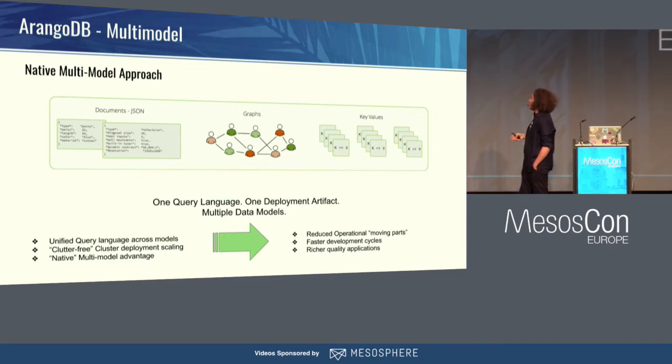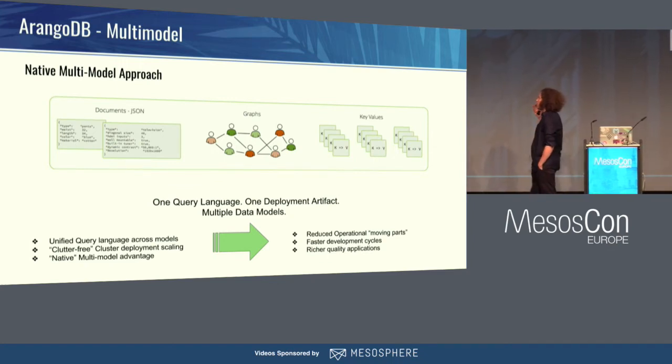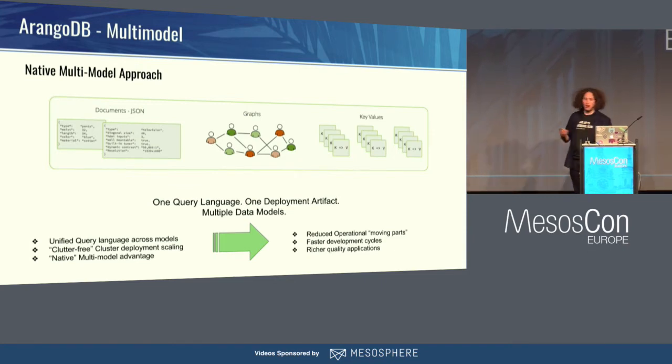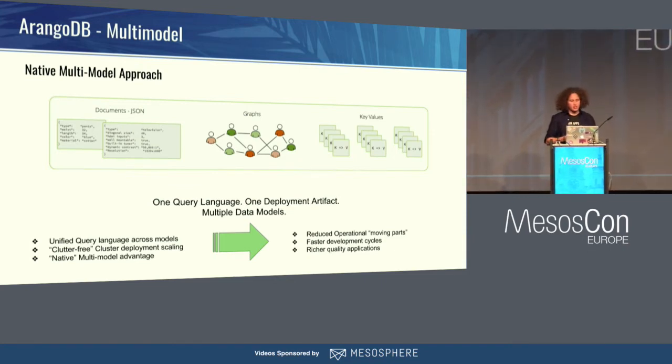So the native approach for ArangoDB is to take documents, graphs, and key value stores and put them all into one big database, made available via one query language and one deployment artifact. So I don't have to install a document database plus a graph database plus a key value store and then have queries in between them. I can query them all in a cohesive fashion.